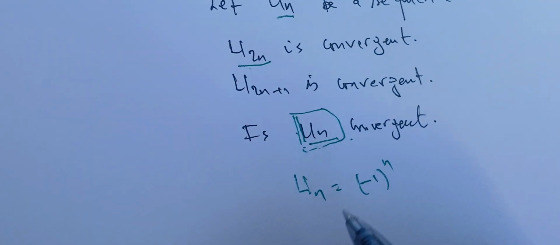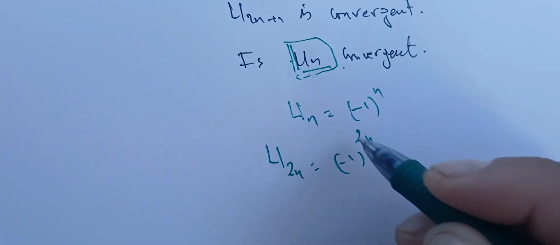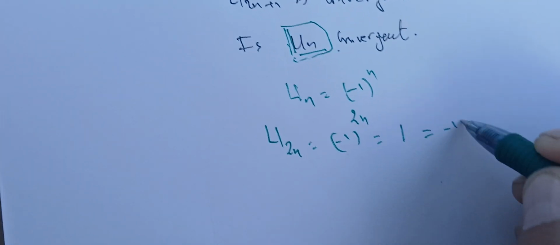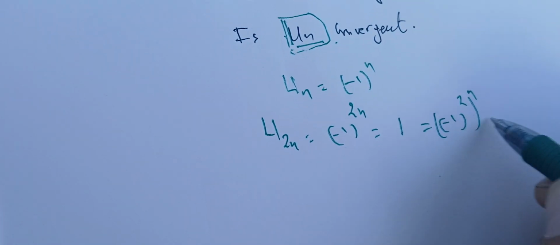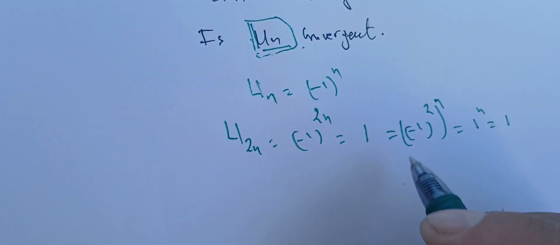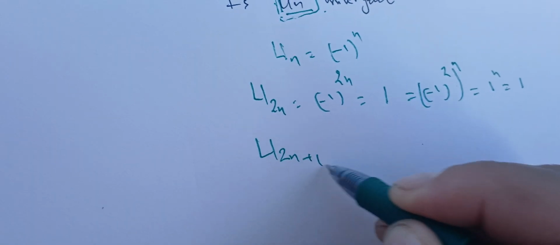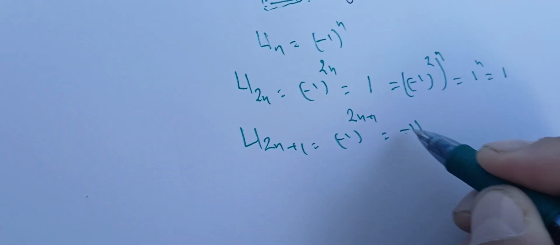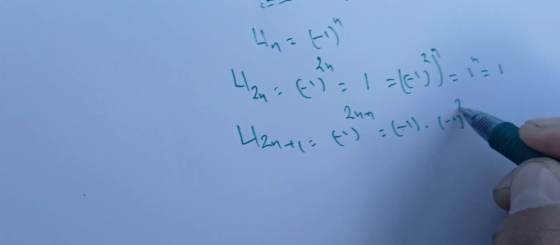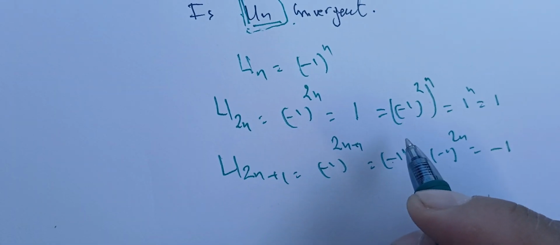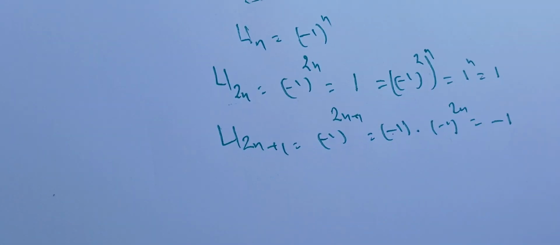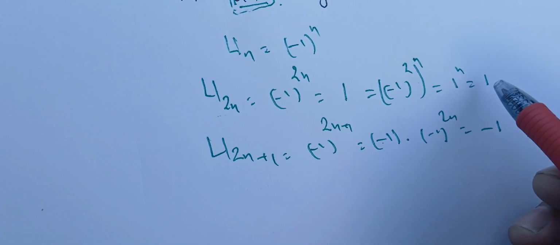Here u_2n is (-1)^(2n), so this is (-1)^2 raised to n, which is 1 raised to n, which is 1. u_2n+1 is (-1)^(2n+1), so here it's -1 times (-1)^(2n), which is -1. As we see here, this sequence u_2n is always constant. It's equal to 1.